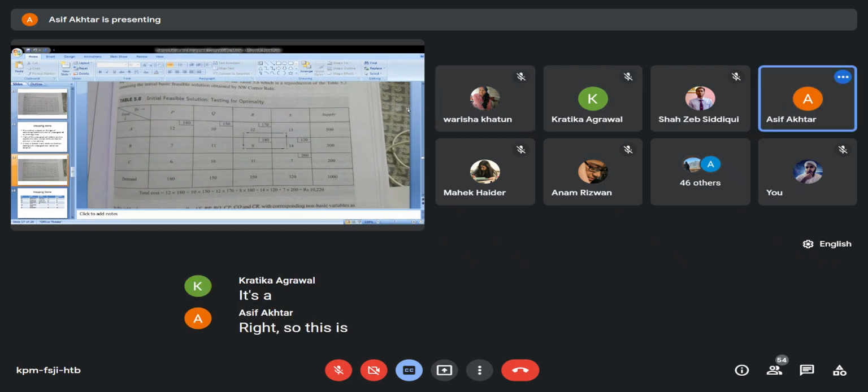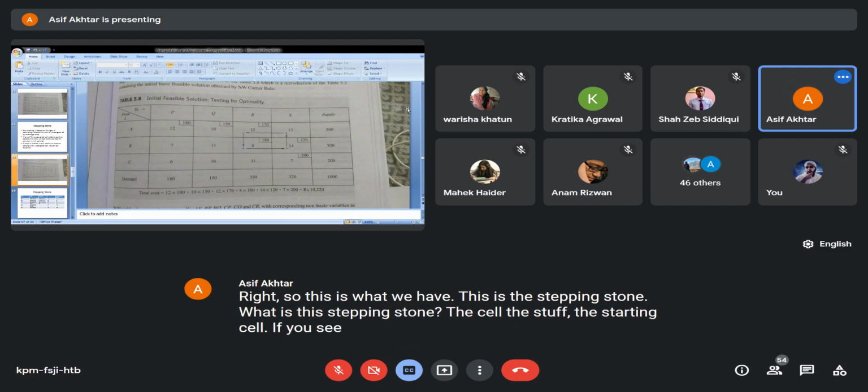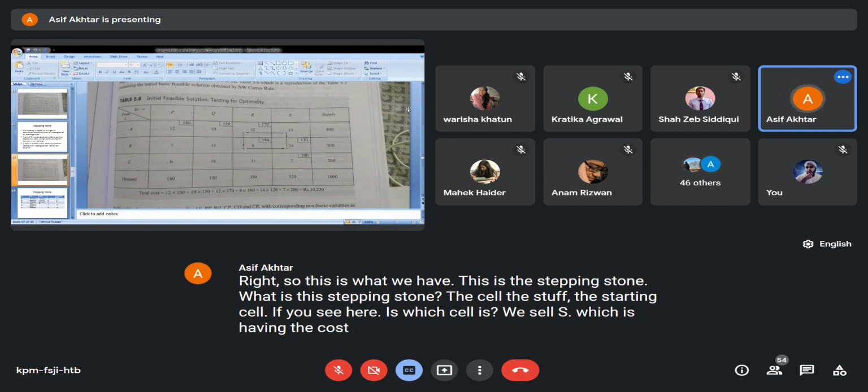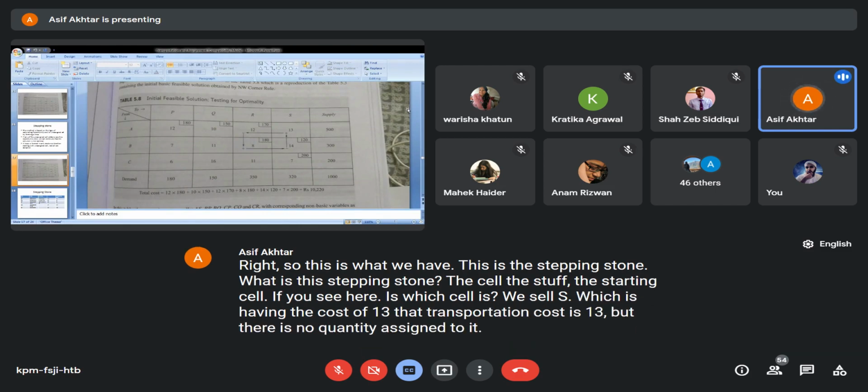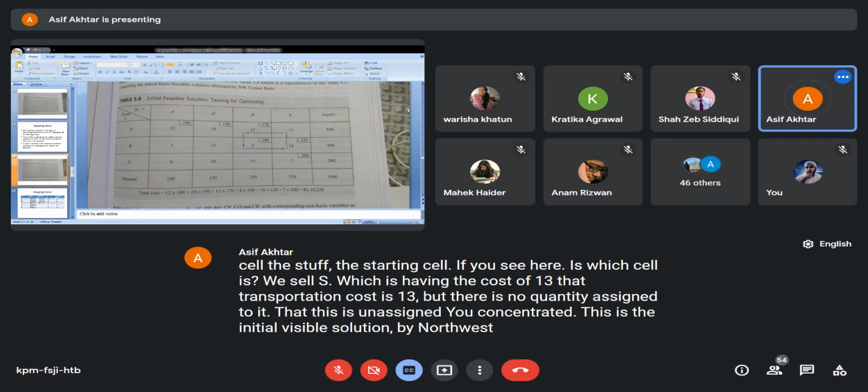Right. So this is what we have. This is the stepping stone. What is this stepping stone? The starting cell, if you see here, is which cell? AS, which has the transportation cost of 13, but there is no quantity assigned to it. This is unassigned. Which table is this? This is the initial feasible solution by the northwest corner method.